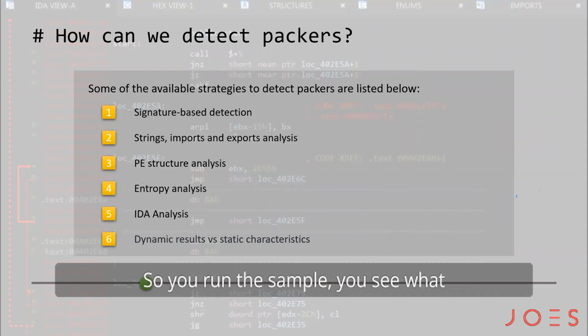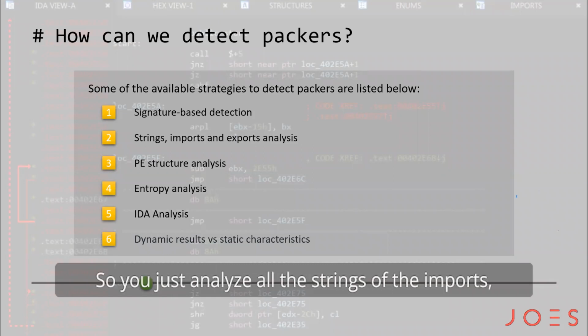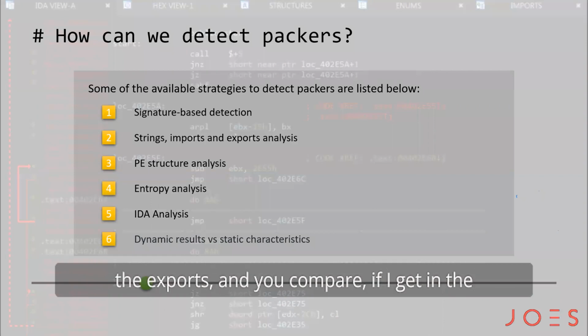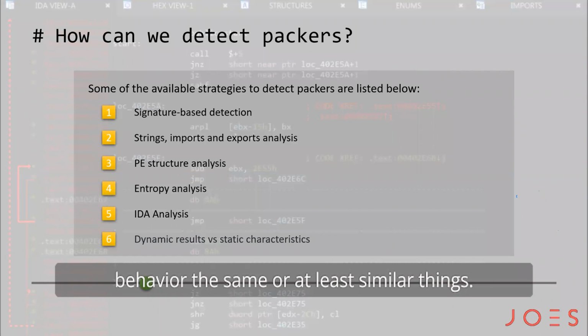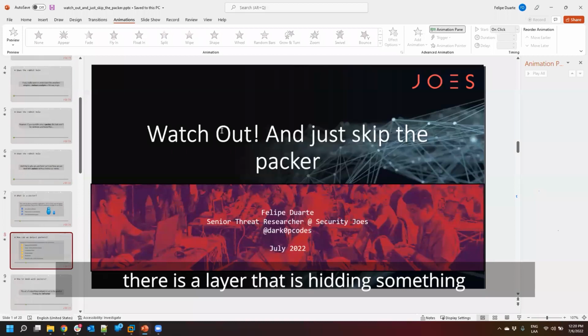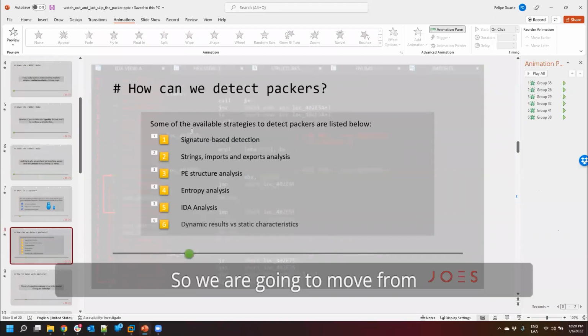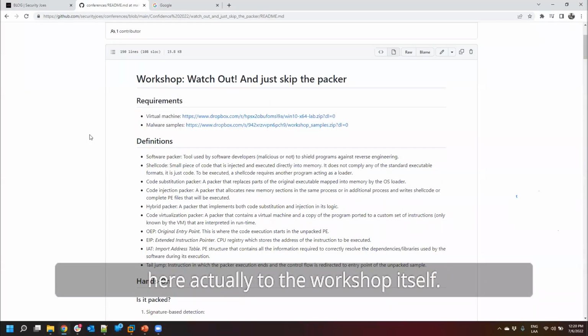So you run the sample, you see what happened, then you do a static analysis. You analyze all the strings, all the imports, the exports, and you compare. If I get in the behavior the same or at least similar things to what I saw in the static analysis, it seems it's not packed. But if the difference is huge, that means there is a layer that is hiding stuff. So we are going to move from here to the workshop itself.